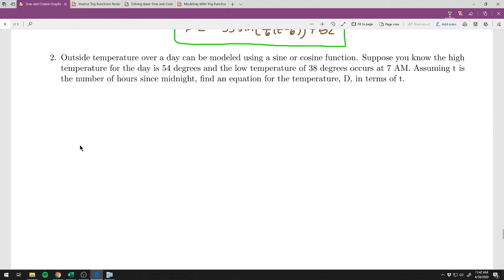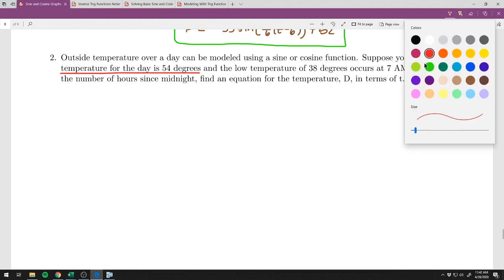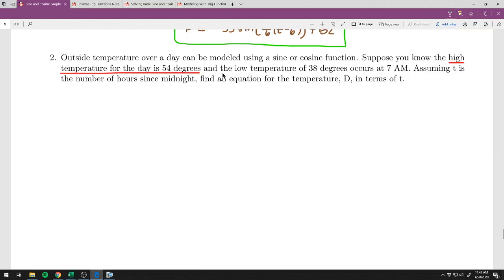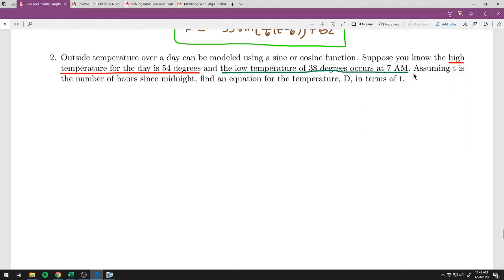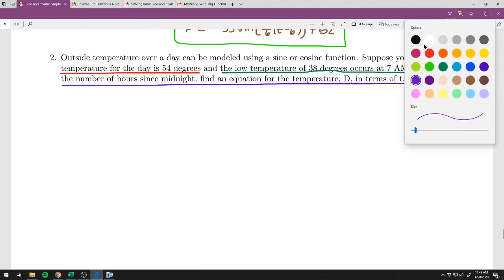Suppose you know the high temperature for the day is 54 degrees. So we're told what the high temperature is, it's 54. And we are told the low temperature is 38 degrees and occurs at 7 a.m. Assuming T is the number of hours since midnight, I'm highlighting everything that we're going to use. Find an equation for the temperature D in terms of T.